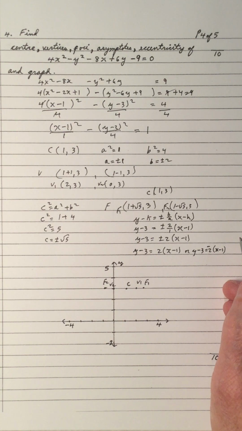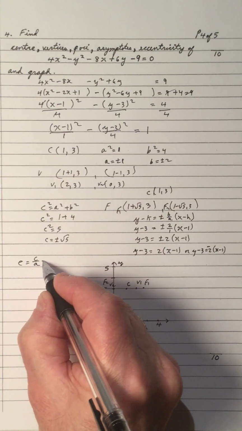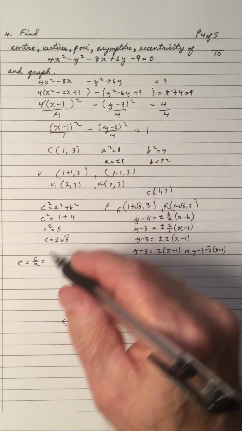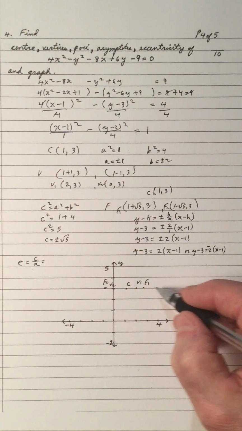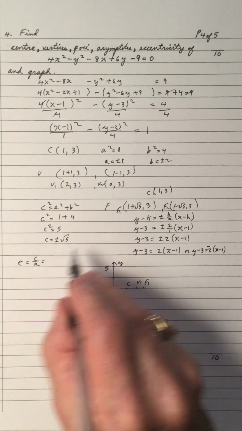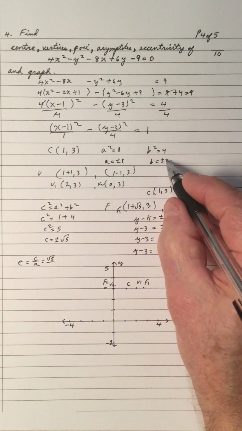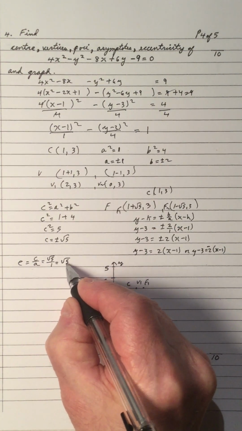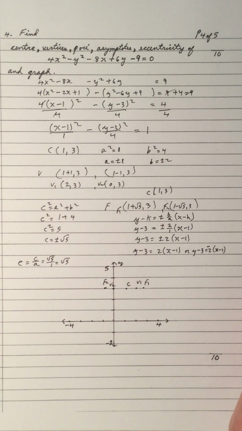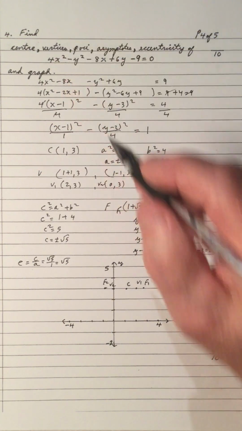And we have the eccentricity. E is equal to c over a. Because it's horizontal, it could be c over a or c over b, but because it's going sideways, we use c over a. So c is root 5 over a, which is 1. So the eccentricity is root 5. Now we have everything found: the eccentricity, the asymptotes, the foci, and the vertices.